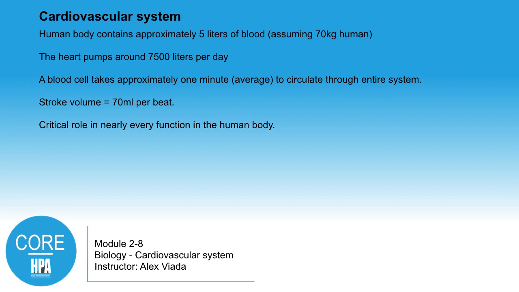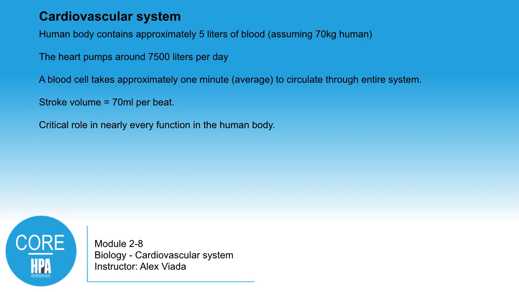As you can see here, the human body contains approximately 5 liters of blood. This is assuming a 70 kilogram human. Obviously, larger humans have a greater blood volume and smaller humans have lesser blood volume. There are gender differences as well, but those are due primarily to differences in body size and, of course, body composition. Skeletal muscle tends to have slightly better perfusion than fat.